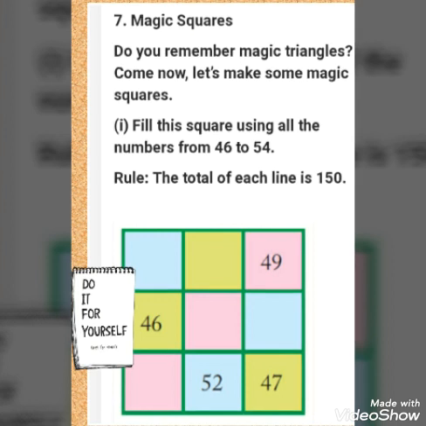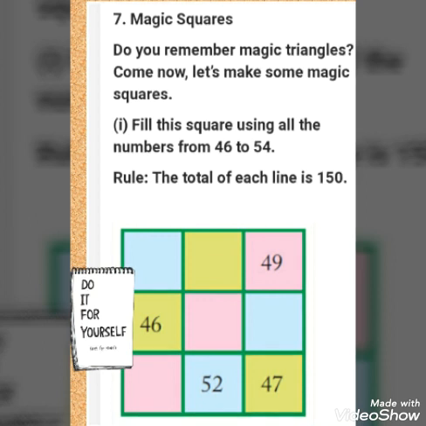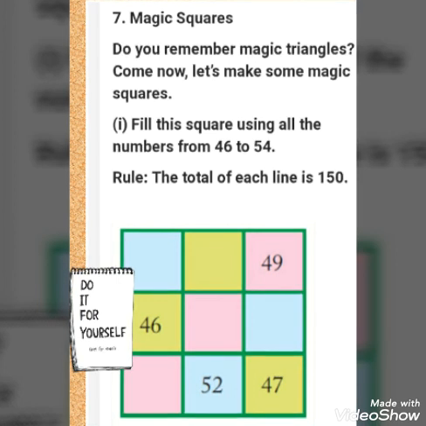You can see the box and a few numbers are there. We have to fill up the other parts of the box which are blank. And what are the conditions of the question? Do you remember magic triangles? Come now, let's make some magic squares. Fill this square using all the numbers from 46 to 54.